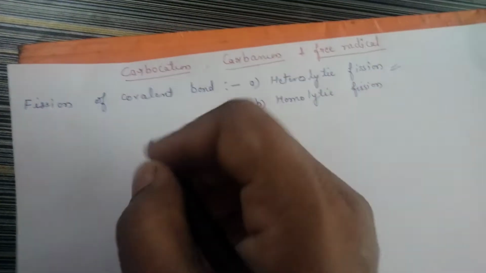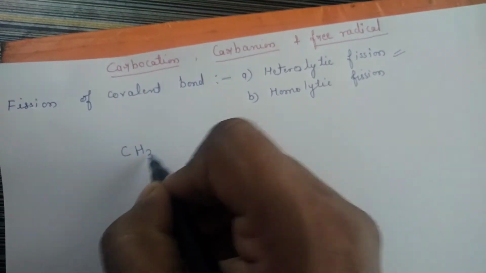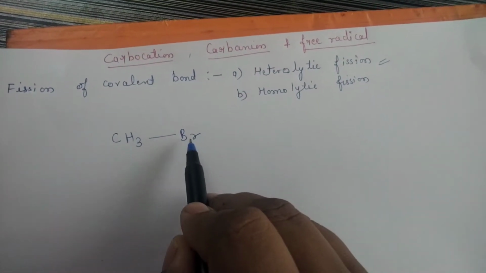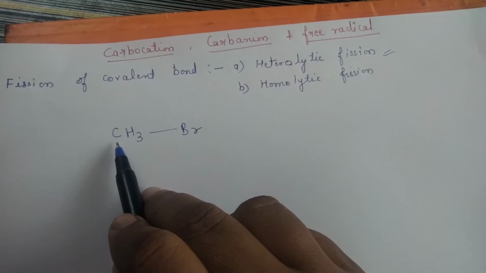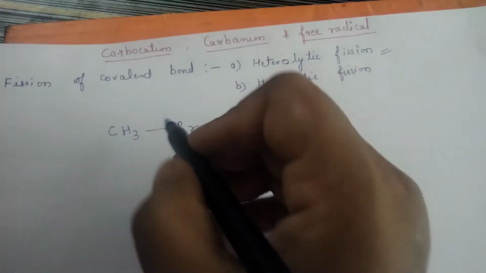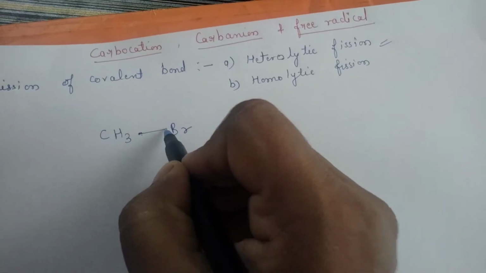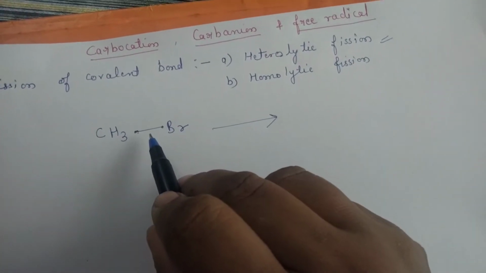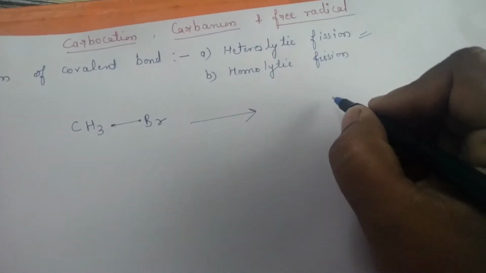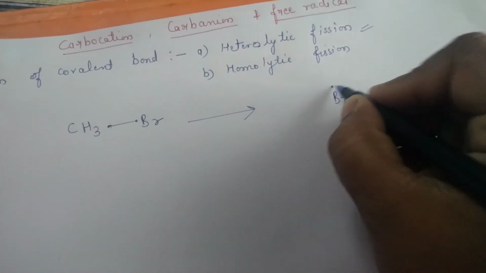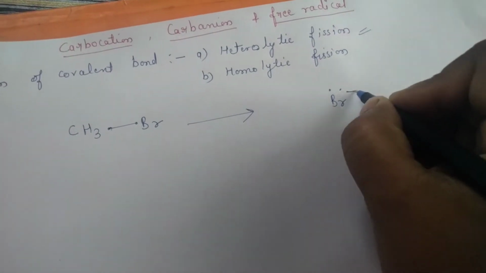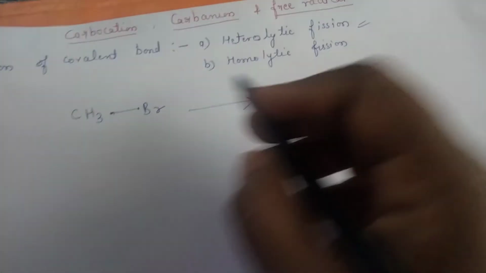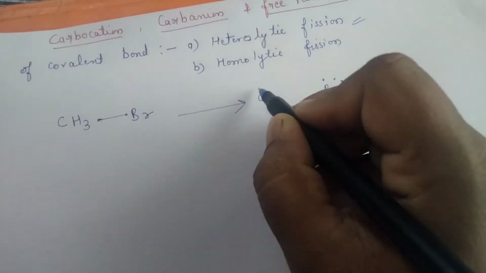Let us take one example for it. Suppose we are taking CH3Br. In this compound, bromine is more electronegative than carbon. Between carbon and bromine, this pair of electrons is shared. This is a covalent bond. Cleavage will take place like this. Bromine is more electronegative, that's why both electrons are taken by bromine. Bromine will take the shared pair of electrons and gain negative charge. Carbon is giving these two electrons, that's why it will gain positive charge.